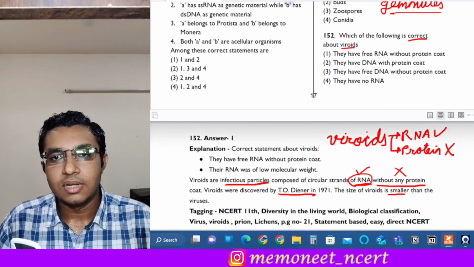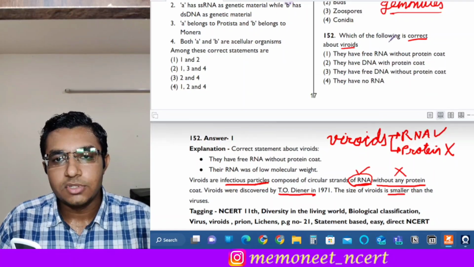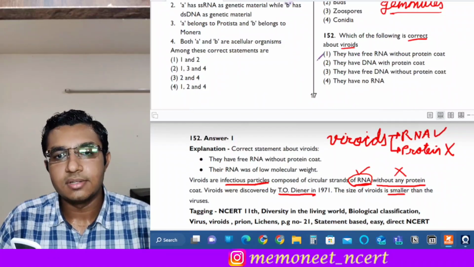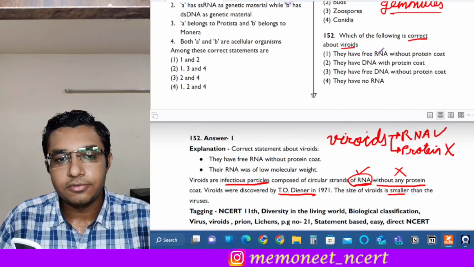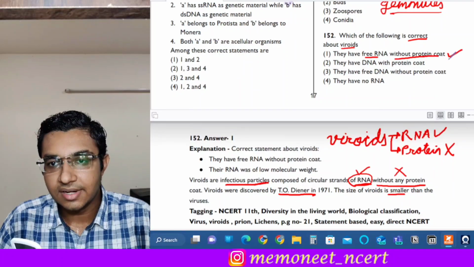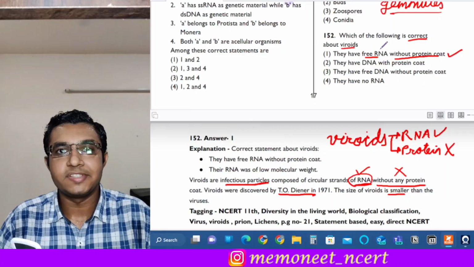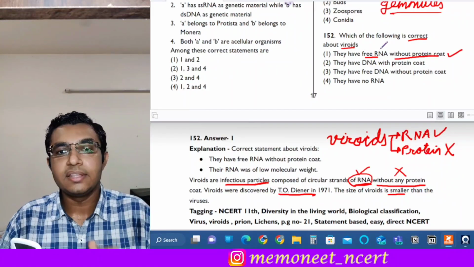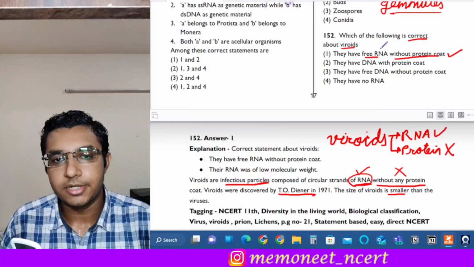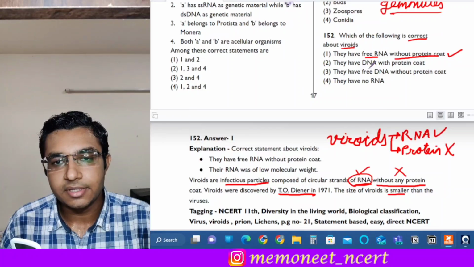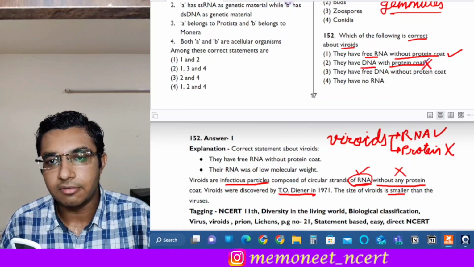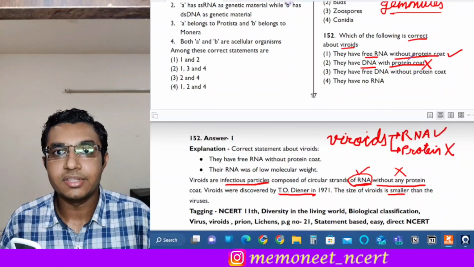So let us read the question first. Which of the following is correct about viroids? So let us see all the statements. The first statement is: they have free RNA without protein coat. So yes, this is the correct statement, okay? This is the definition of viroids, that they lack protein coat and they only have the free RNA. Let us read the other three statements also. The second statement is: they have DNA with protein coat. So see, this statement is incorrect. Why? Because protein coat is absent in the viroids.